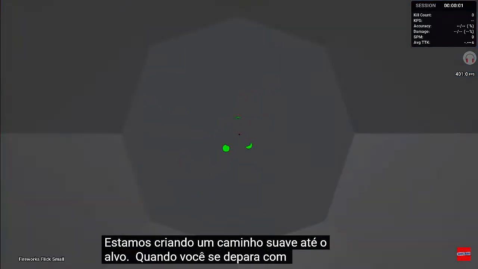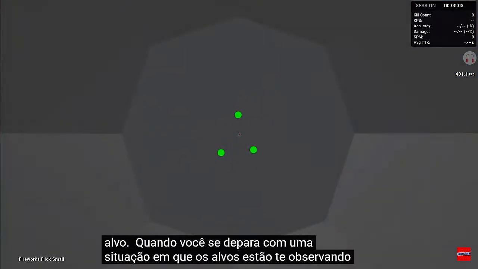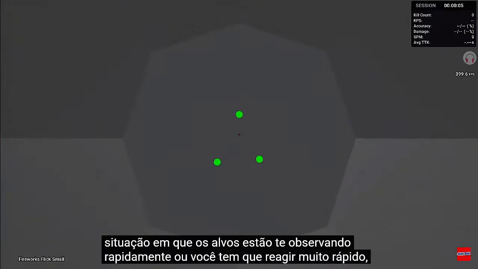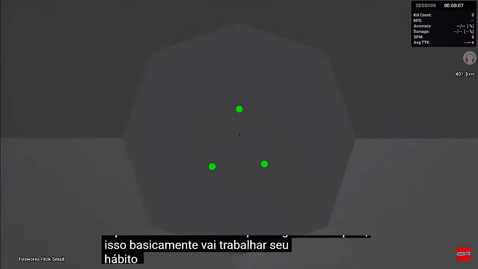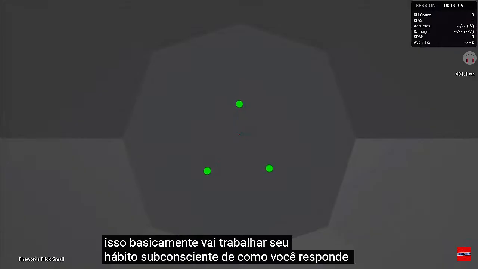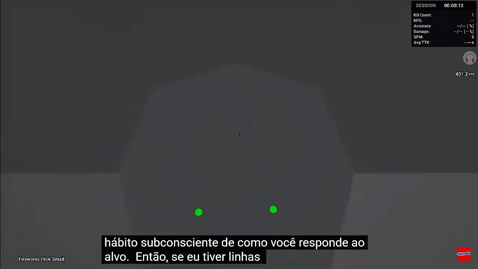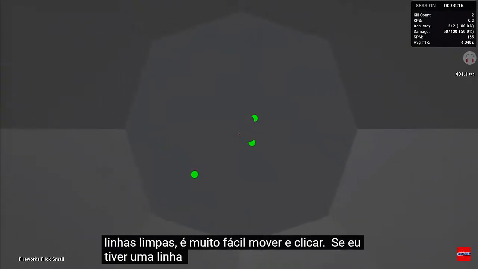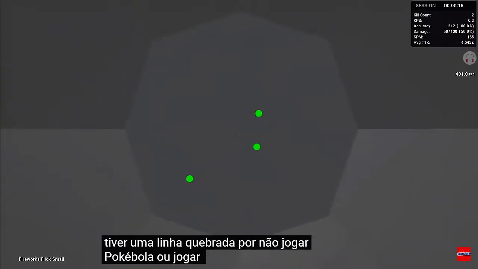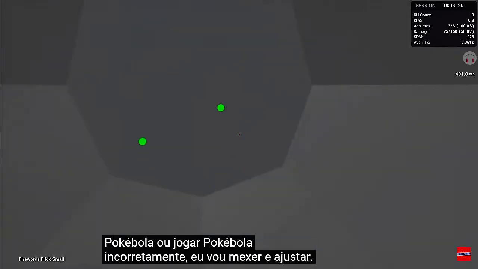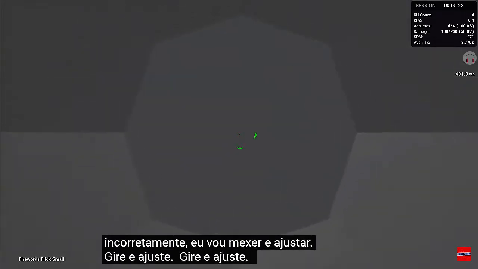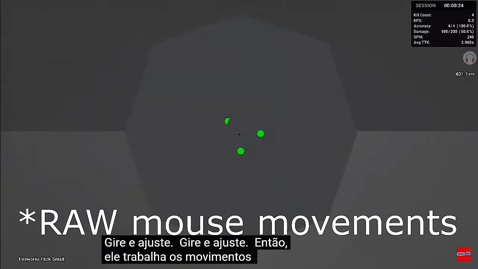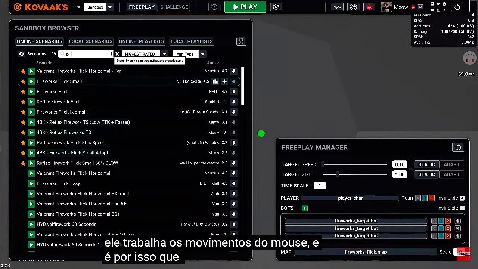When you'll then be faced with a situation where targets are peeking you quick or you have to react very fast, it's essentially going to work your subconscious habit of how you respond to the target. So if I have clean lines, I can flick and click. If I have clean lines, flick and click, very easy. If I have a broken line through not playing pokeball or playing pokeball incorrectly, I will flick and adjust, flick and adjust, flick and adjust. So it's working our mouse movements, which is why it's super important.